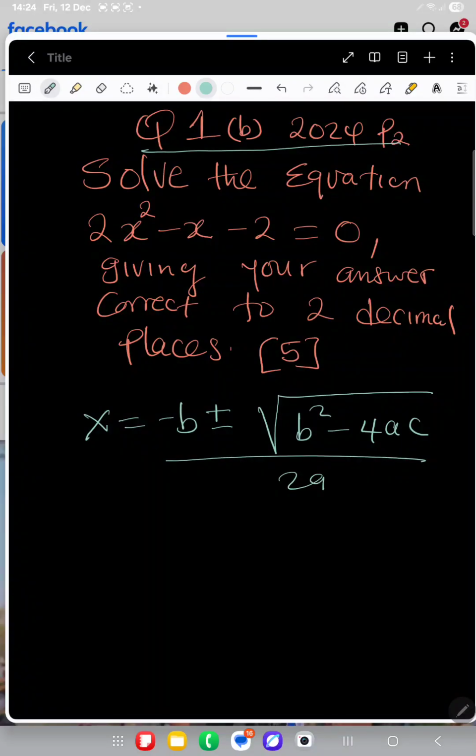Whenever you are given a quadratic equation, take note that the first number always represents a, the second number represents b, and the last number represents c. That's what you're supposed to know. So in this case our a is 2, our b is negative 1, and our c is negative 2. We are just getting the coefficients. Please make sure that you respect the signs. If it's a negative 1, get it as negative 1. Our c is negative 2, so get it as negative 2. Don't just get it as a 2.